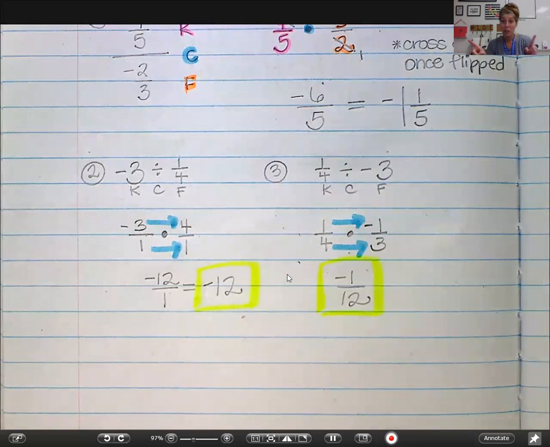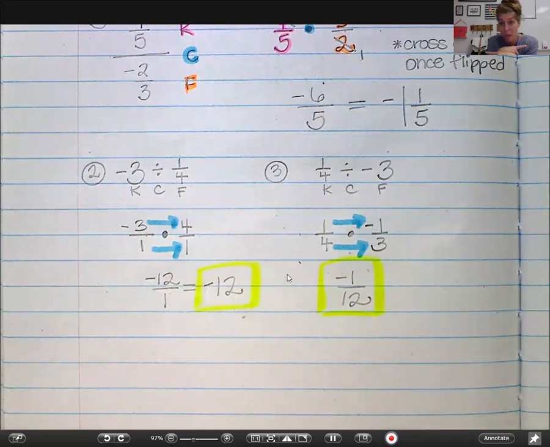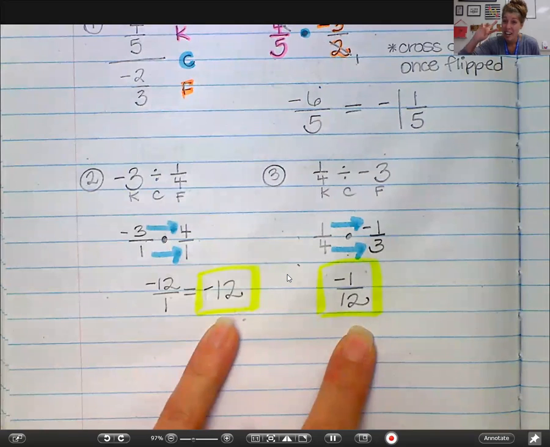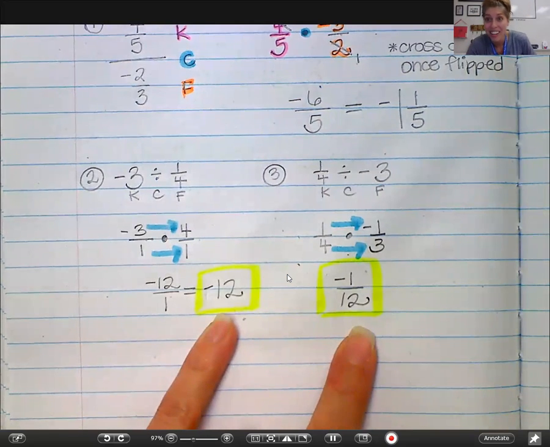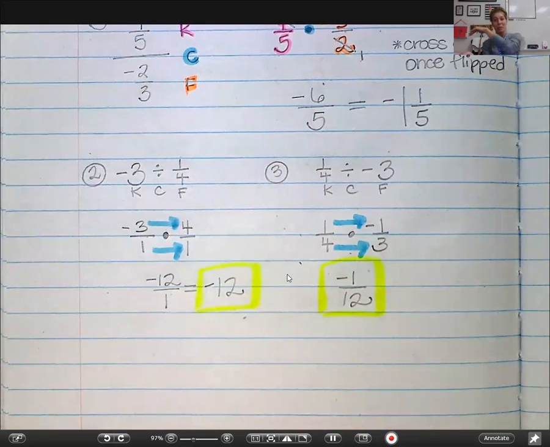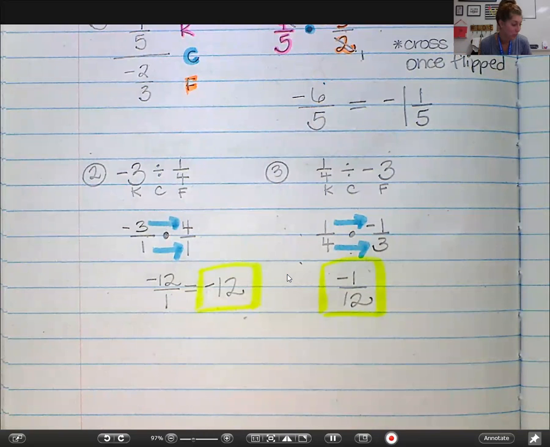I rotated the numbers in the division problem, and that caused a reciprocal of the answer. With my -12, I flip it and get 1/12. So their answers are reciprocals of each other. I think that's really cool. Really, really cool.